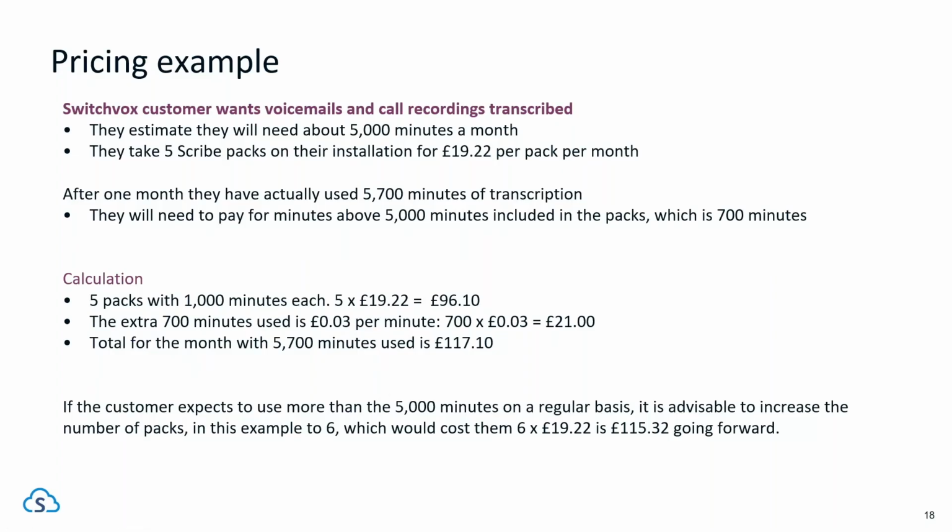So they estimate they will need about 5,000 minutes. So they buy 5 Scribe packs, because you don't have to buy 1. You can buy 5 or 6 or 10, whatever you expect to need. They do it in pounds, £19.22 per pack per month. So they've used it for 1 month, and they actually used 5,700 minutes of transcription. So they will need to pay for the minutes above the 5,000 minutes.